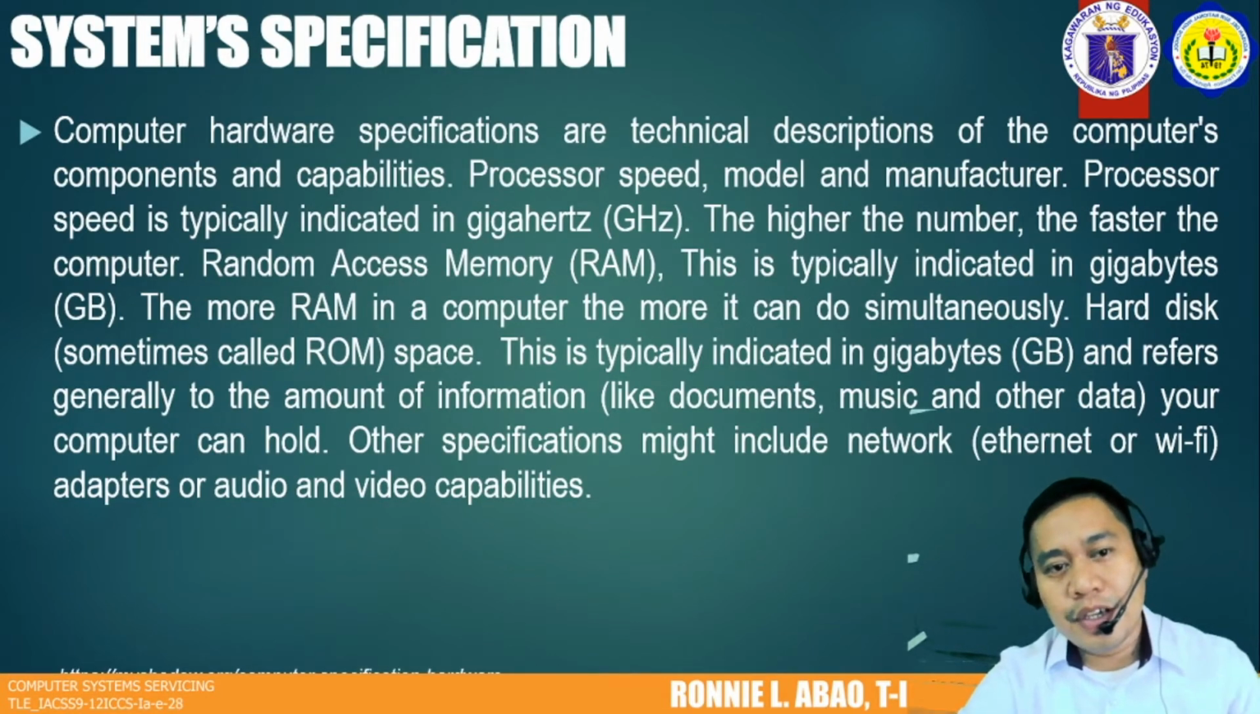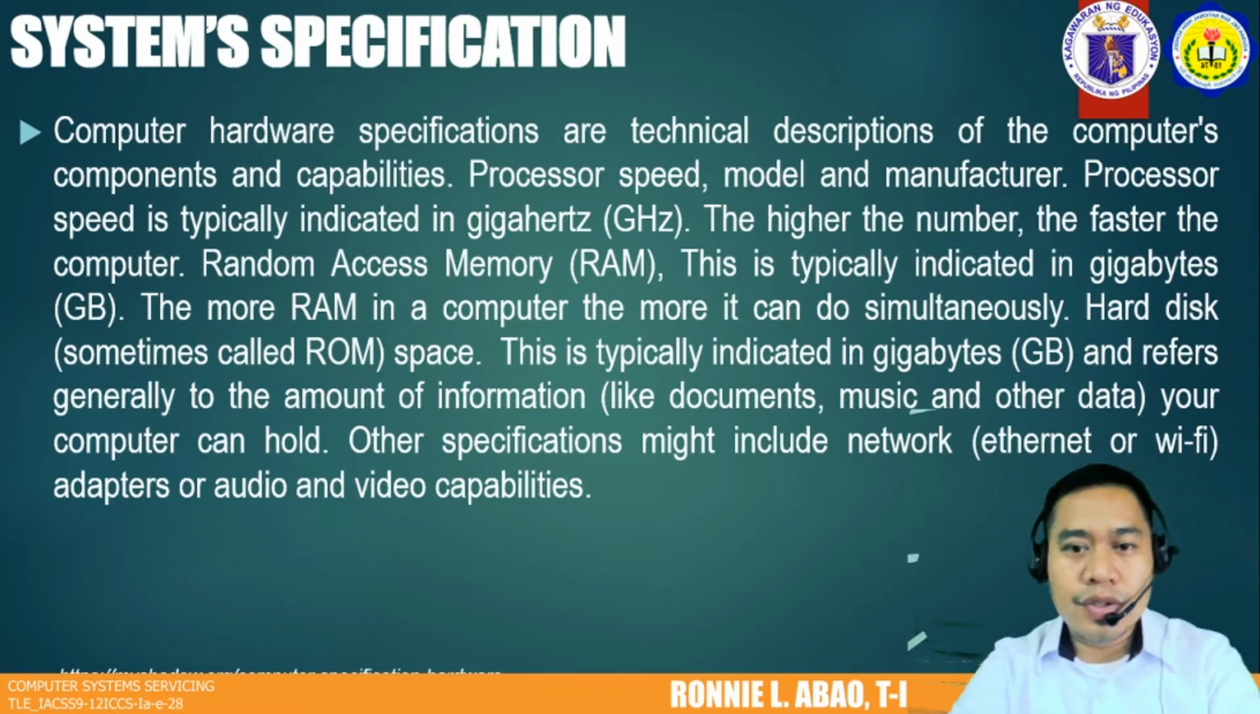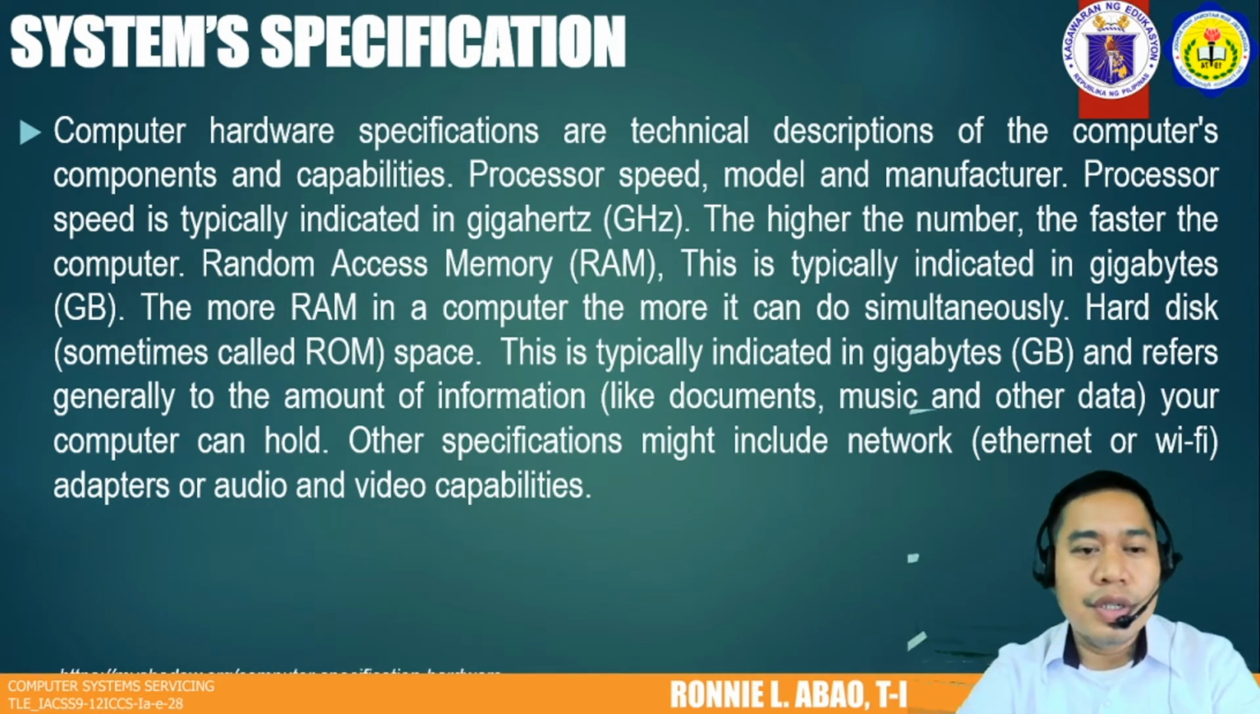Systems specification. Allow me to read, class. Computer hardware specifications are technical descriptions of the computer's components and capabilities. Processor speed, model and manufacturer. Processor speed is typically indicated in gigahertz, GHz, that is the acronym for gigahertz. The higher the number, the faster the computer.